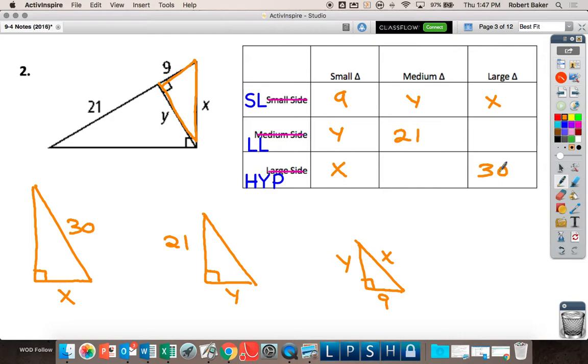Some people like the chart because you can see the relationships. Or do you like the answer key part better? So now you're going to have to solve for X and Y. Here's what you're going to have to do. Solve for X and Y. So do you want to use the chart to solve for X, or do you want to use these triangles to solve for X? The triangles. Triangles, all right?